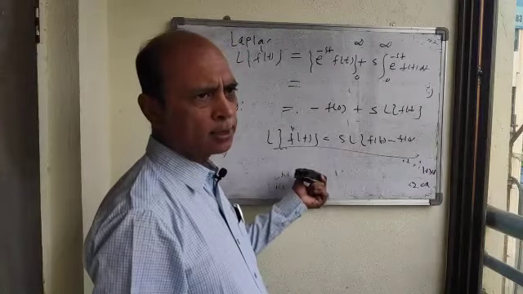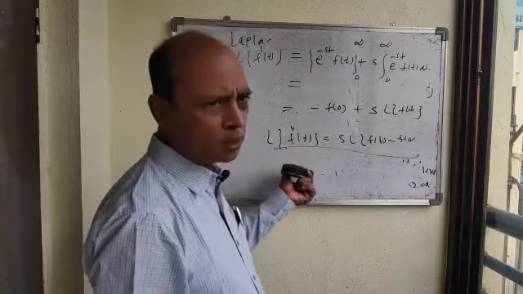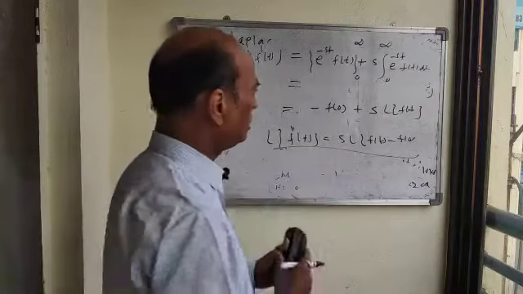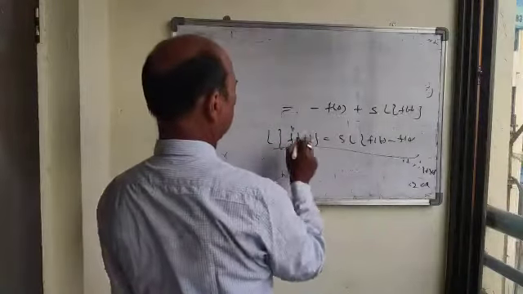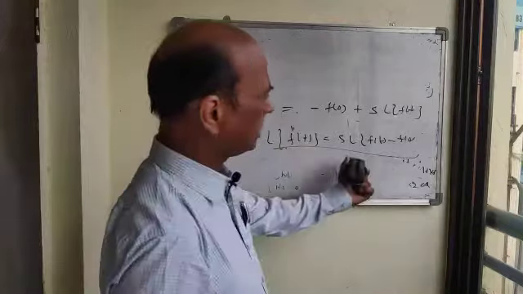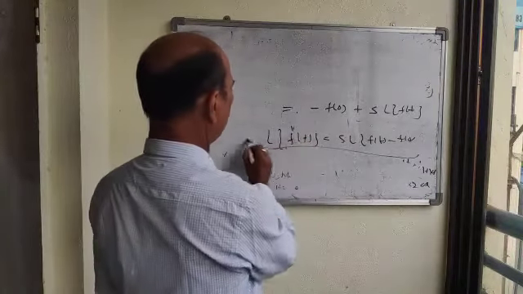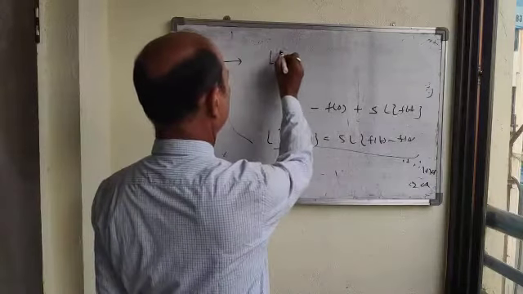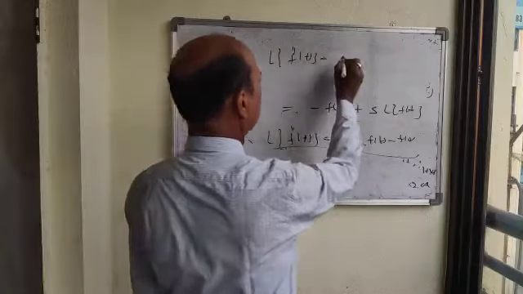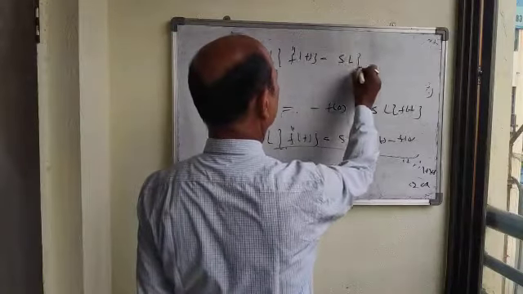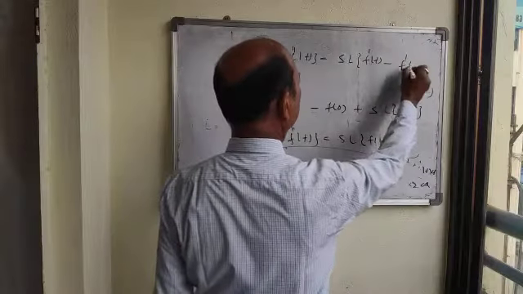We can extend this result because we have found this result for the first order derivative. So we can find it for second order also. See, for first order, L of f dash of t is s L of f of t minus f of 0. If we take second order instead, what will happen? L of f double dash of t is equal to s L of f dash of t minus f dash of 0.